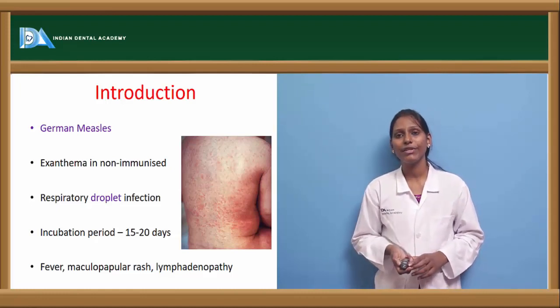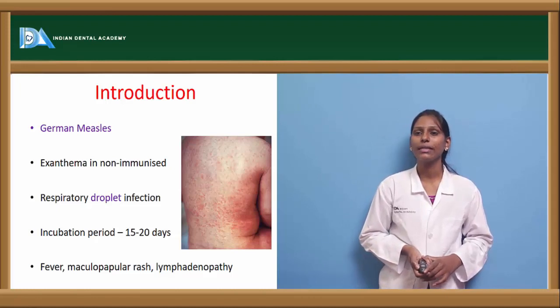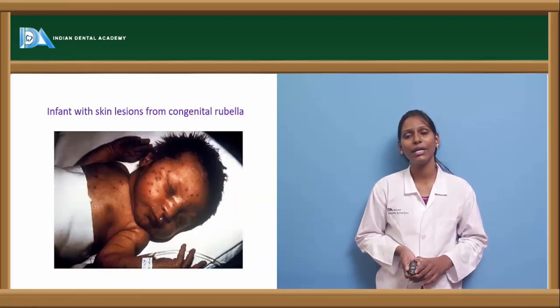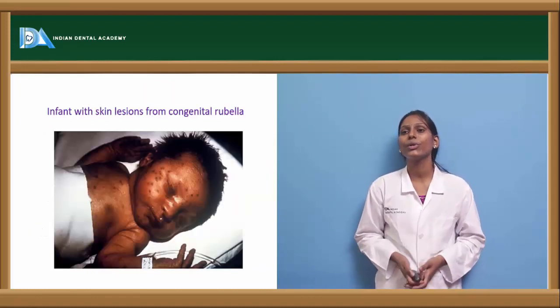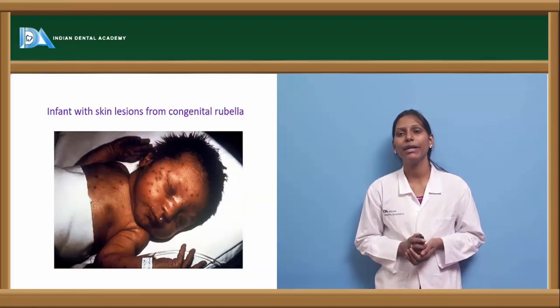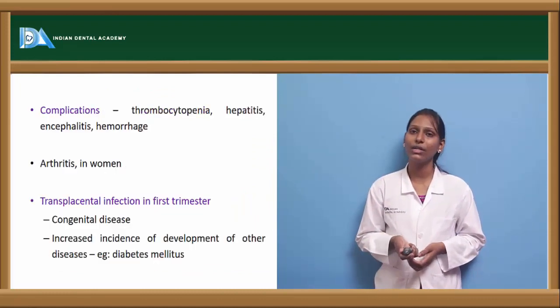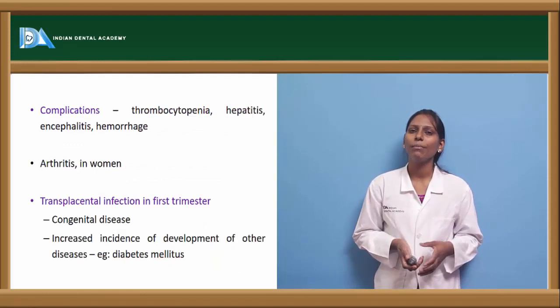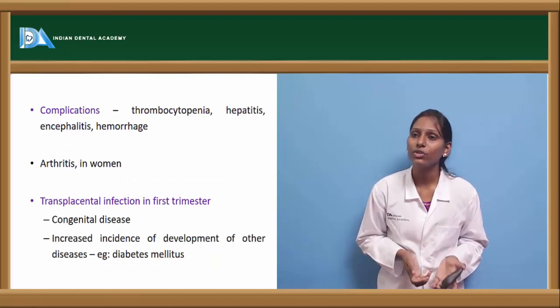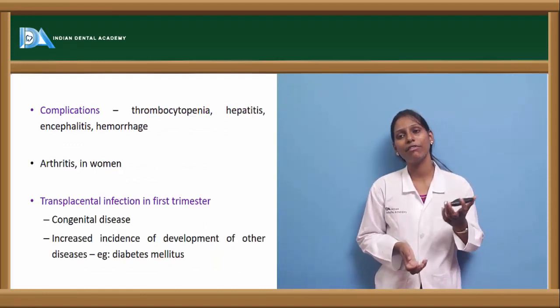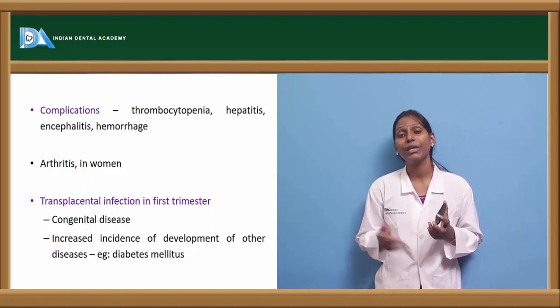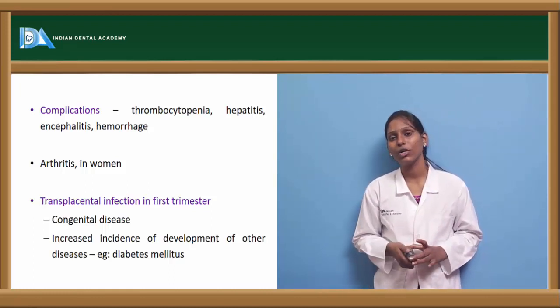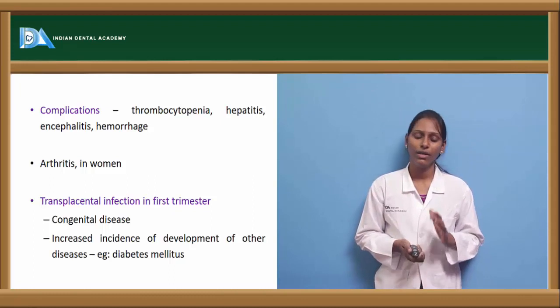The common clinical features associated with rubella are fever, maculopapular rash and lymphadenopathy. This is a picture showing a small child, an infant with skin lesions because of congenital rubella. The most common complications associated with it are thrombocytopenia, hepatitis, encephalitis and hemorrhages. Usually in women, arthritis is one common complication associated with rubella.